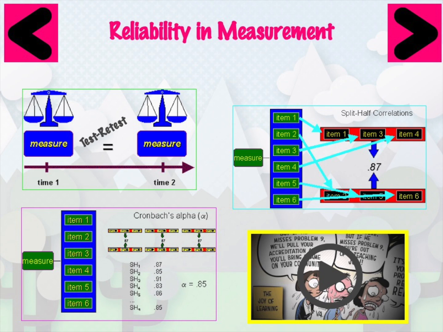I think it's a little difficult to understand without some type of visualization. So let's check out this video on reliability that explains these concepts like Cronbach's alpha and split half in a little more detail.